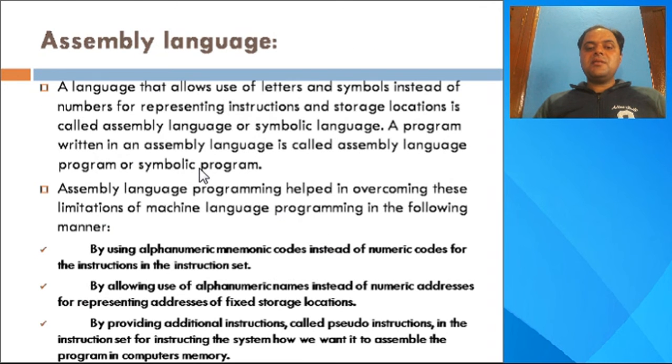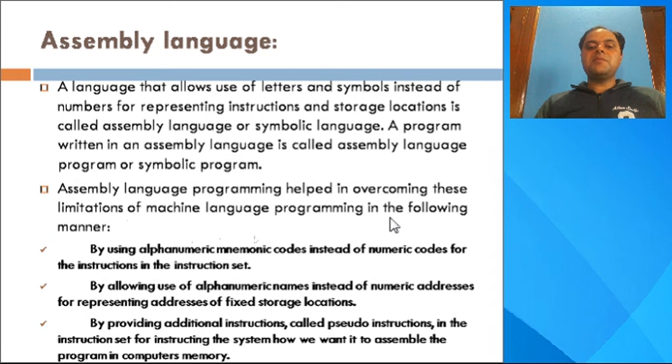Next is assembly language. A language that allows the use of letters and symbols instead of numbers for representing instructions and storage locations is called assembly language or symbolic language. So instead of zeros and ones, we use some letters and symbols so that we can understand it easily. A program written in assembly language is called an assembly language program or symbolic program.